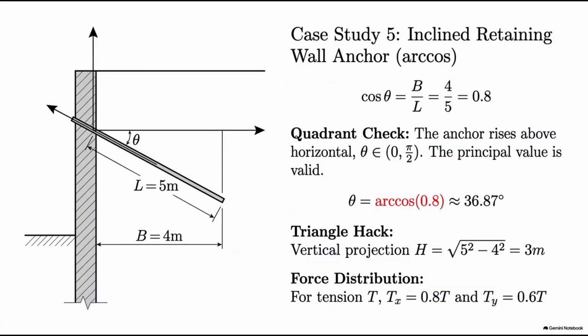In example 5, an inclined retaining wall anchor has a total length of 5 meters and a horizontal projection of 4 meters. Taking the ratio of horizontal projection to total length gives a cosine value of 0.8. Taking the inverse cosine yields an anchor inclination angle of approximately 36.87 degrees. Constructing the reference triangle reveals a vertical projected height of 3 meters, a sine value of 0.6, and an immediate force decomposition. 80% of the anchor tension acts horizontally and 60% acts vertically.